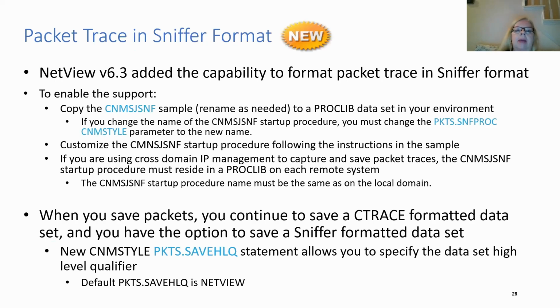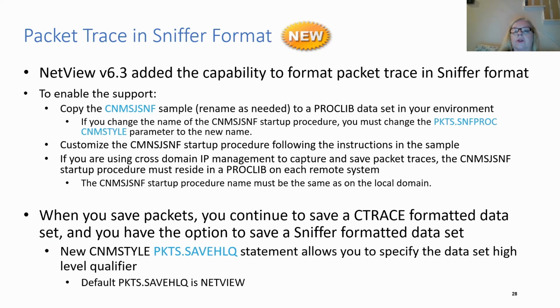So the packet trace and sniffer format, as I've mentioned, is new in 6.3. To enable this support, we provided a sample. Essentially what we're doing is sending a batch job over to z/OS Communication Server to generate the sniffer formatted packet trace. Our sample is called CNMSJSNF, and you'll need to update that and put it in a PROCLIB in your environment.